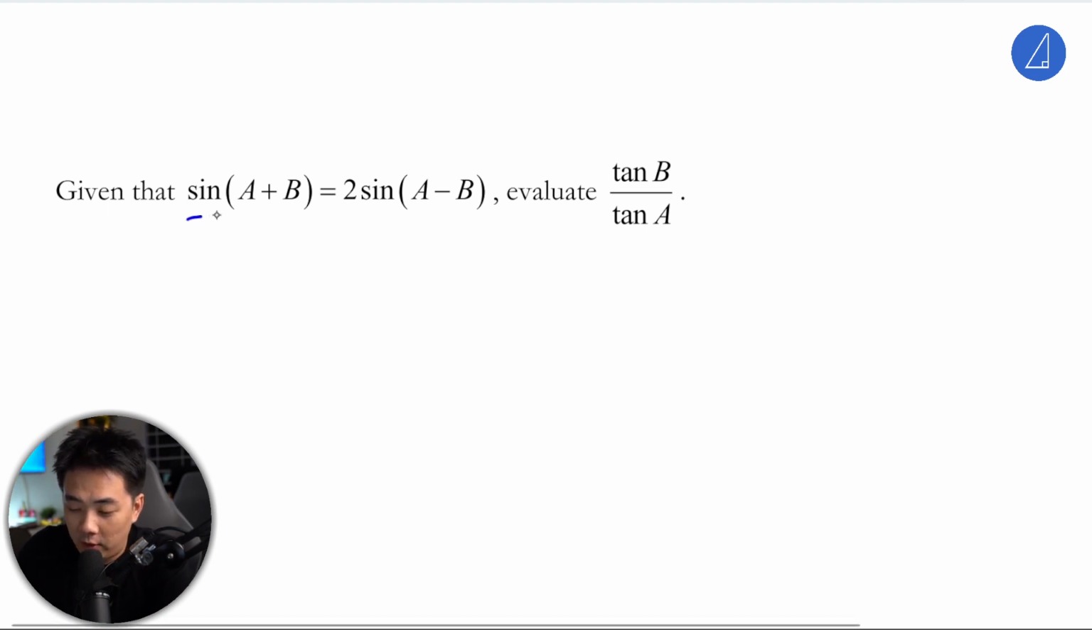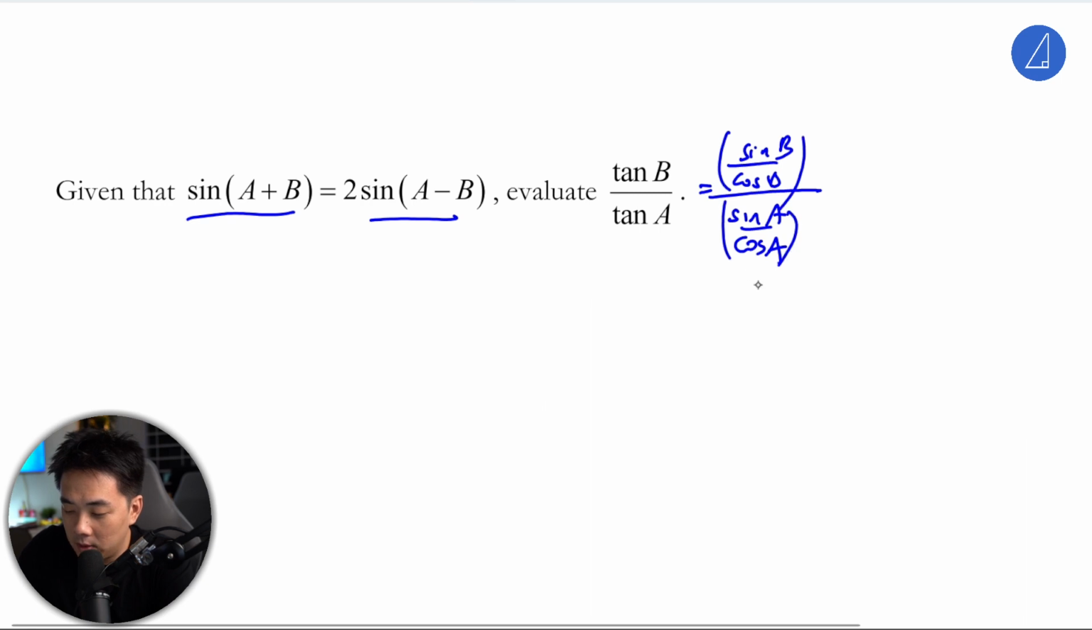The first thing is, of course, we try and use the addition formula to split this up. But I think the problem with this question is, how do we achieve tangent B over tangent A? What you need to take note of is that all these would essentially be broken down to sine and cosine. You change it to sine B over cosine B, then this is sine A over cosine A. Just remember that.